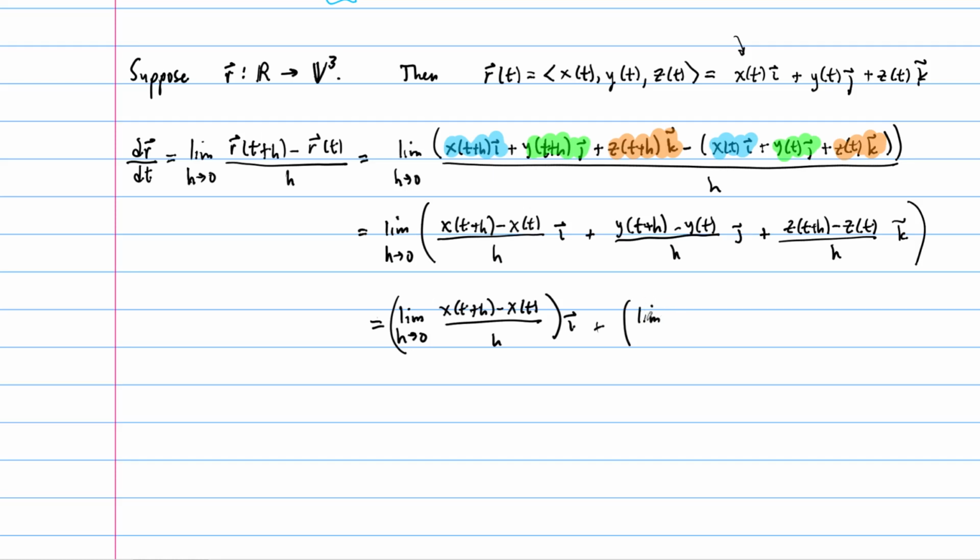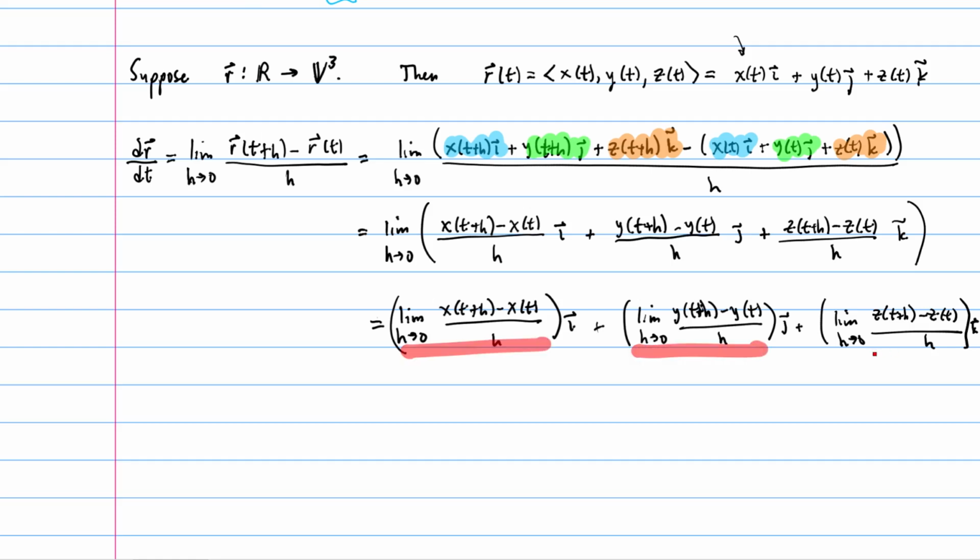So we have another limit here. h approaches 0, y of t plus h minus y of t all over h. This is times j. And then finally, we have the limit as h approaches 0, z of t plus h minus z of t all over h times k. Oh boy, hopefully we can see that. And then look what all of these are though.